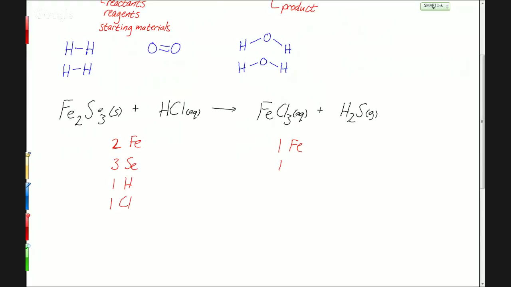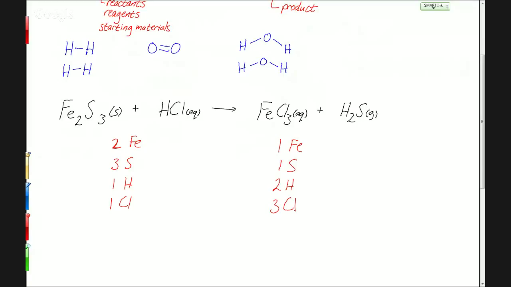I think this is supposed to be sulfur. So that would be iron 3 sulfide. Sorry. Anyway, 1 sulfur, 2 hydrogen, and 3 chlorine.